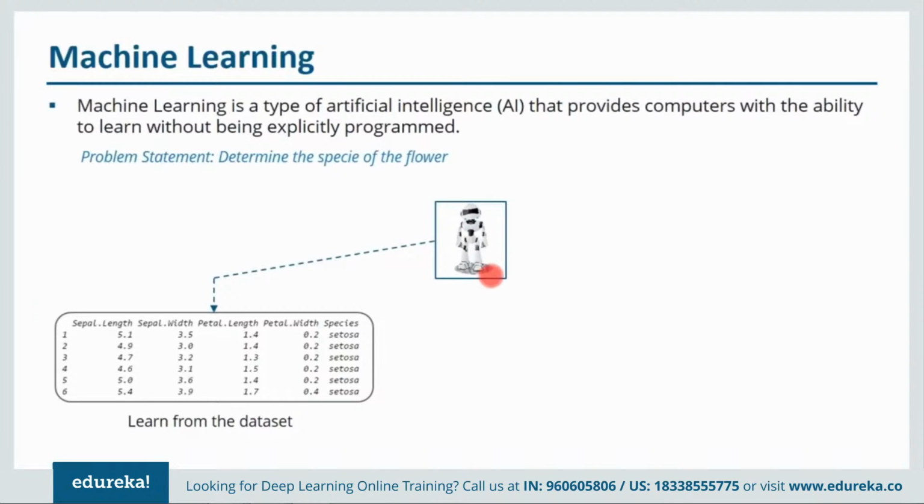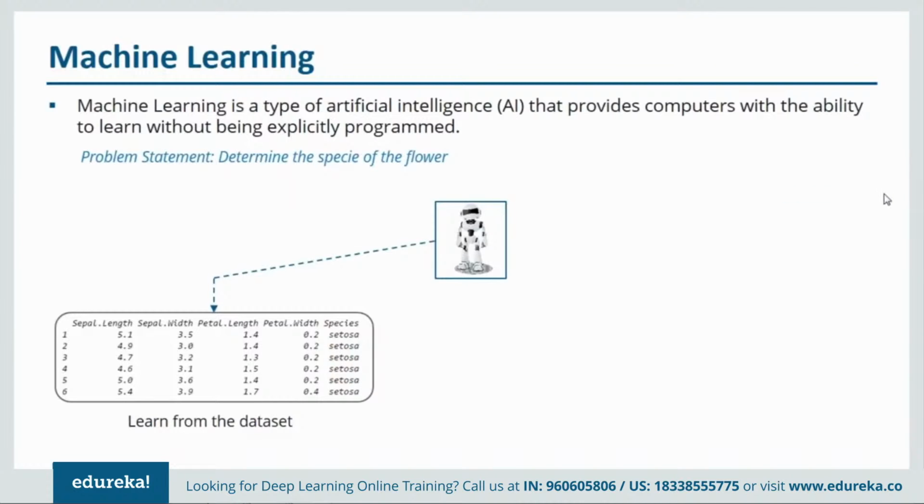First, we need to train our machine on the basis of the data that we have. So in this data, we have sepal length, sepal width, petal length, and petal width, and we have species. So our machine will learn from this data. It will determine what should be the length and width of the sepal and petal in order to classify it as setosa or versicolor or other species of flowers as well.